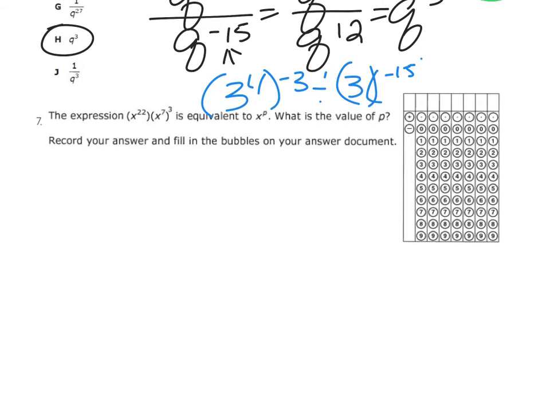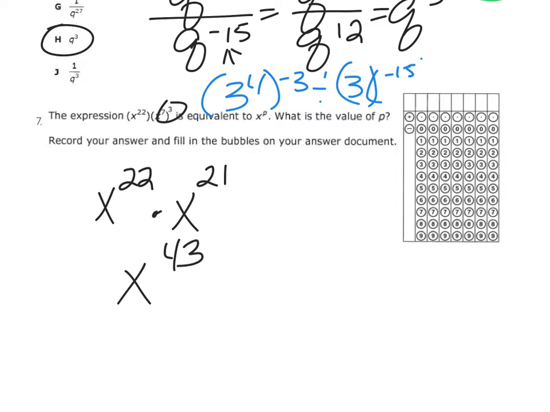Okay, number 7. So we need to figure out what the exponent's going to be. So I have x to the 22nd times, those are multiplied, x to the 21st. So I end up adding the exponents, x to the 43rd. Okay, and again, it doesn't matter where you put the 43. And you don't have to bubble in the plus sign here.